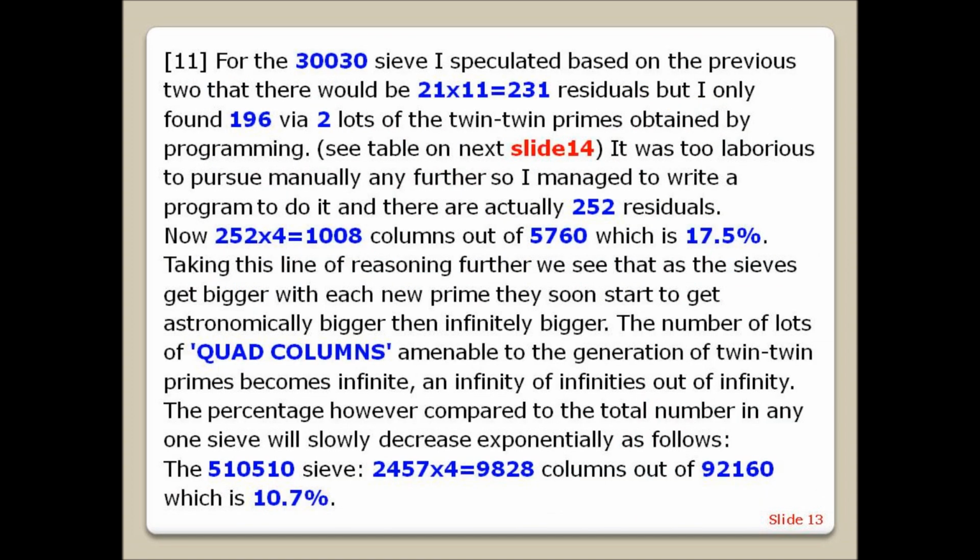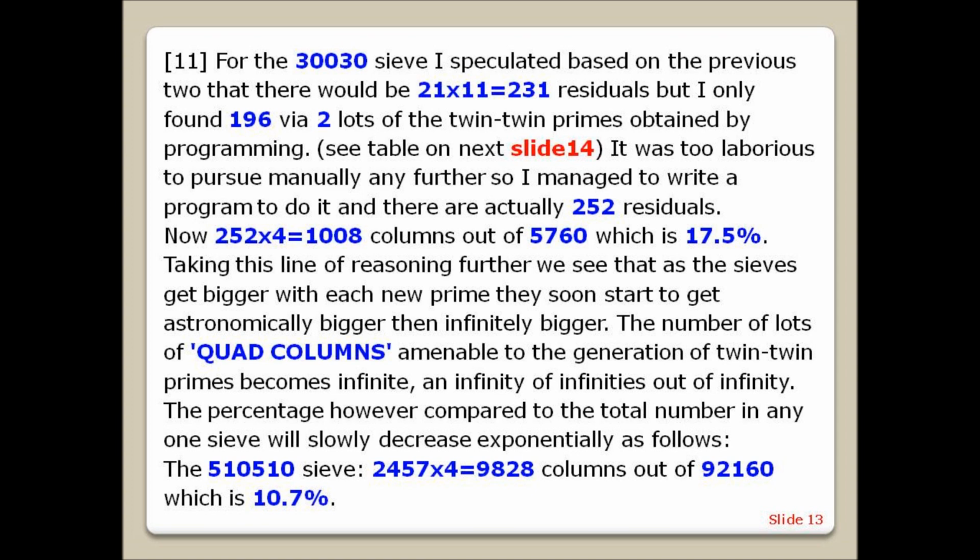For the 30,030 column sieve, I speculated, based on the previous 2, that there would be 21 times 11 equals 231 residuals, but I only found 196 via 2 lots of the twin-twin primes obtained by programming. See table on next slide 14.